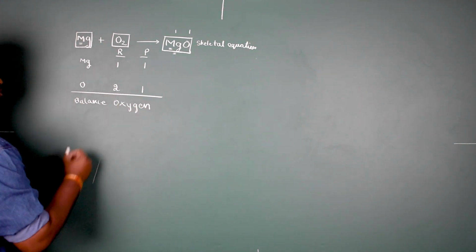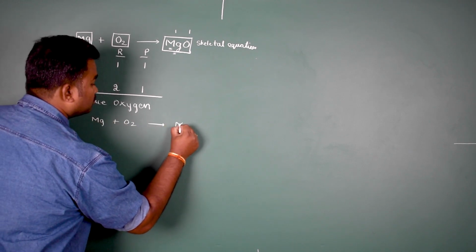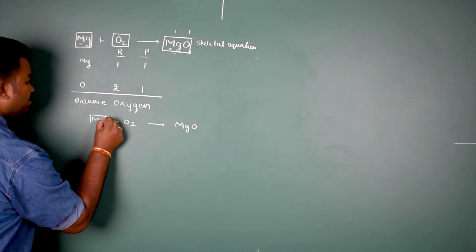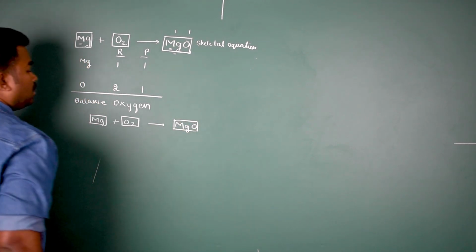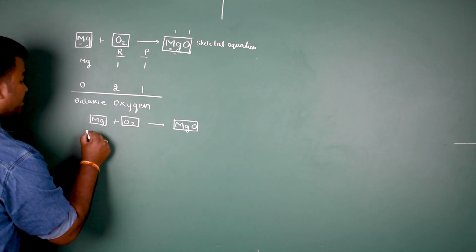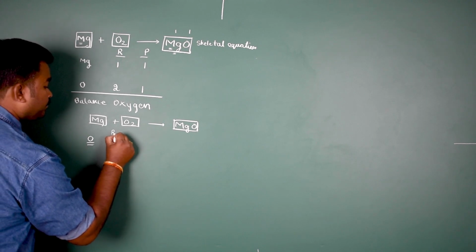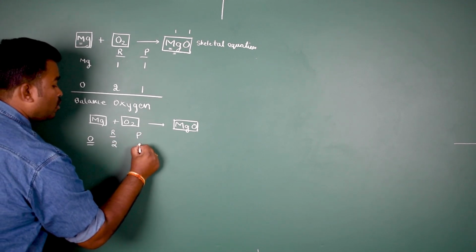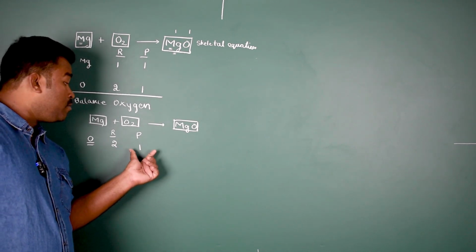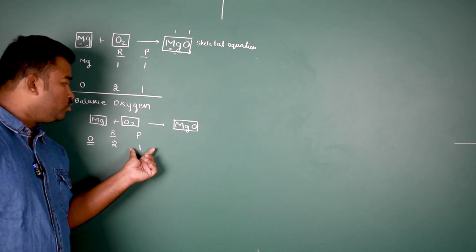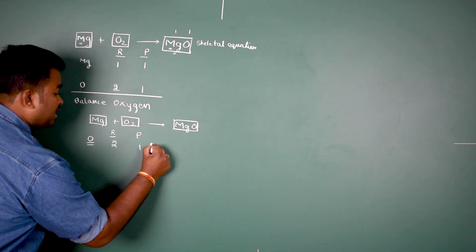Now in balancing oxygen, my equation is Mg plus O2 forming MgO, and this is made with boxes. So I'm not touching this. I cannot make any changes in these compounds. Now, the element is oxygen. How many oxygens are there on the reactant side? Two oxygens. And on the product side, only one oxygen. So I have to make it equal. How do I make it equal? There is already one; I have to make this two oxygens on the product side. So how can I make it two? That means here this is the initial.